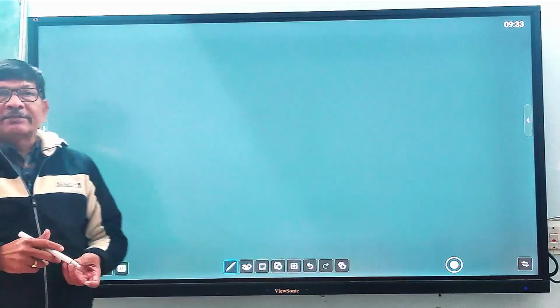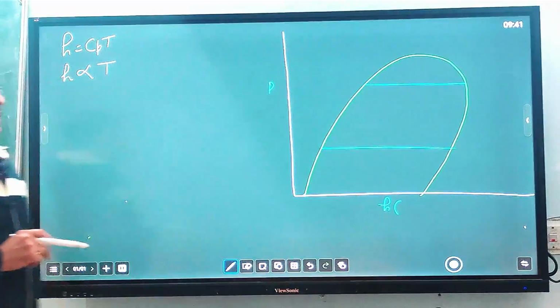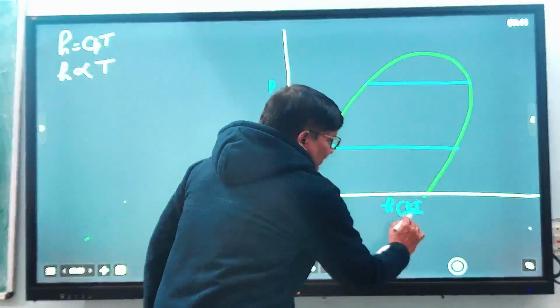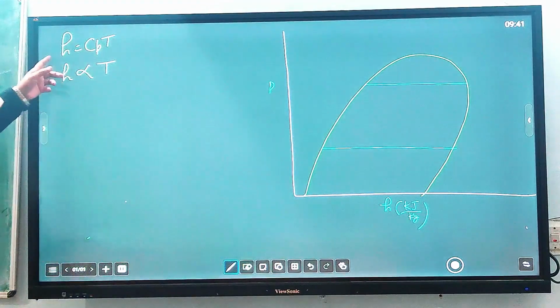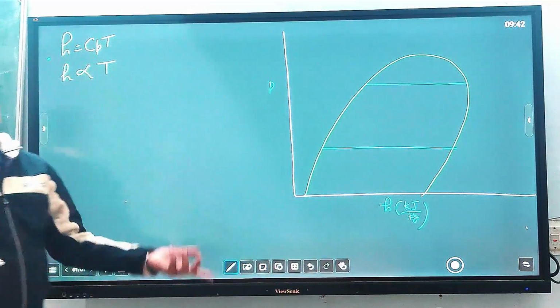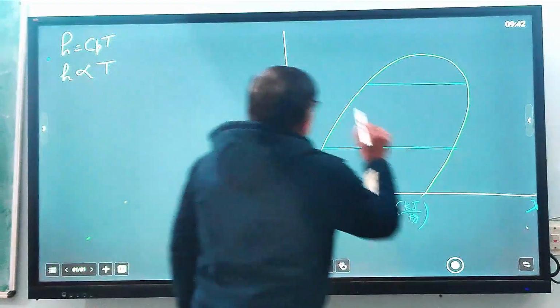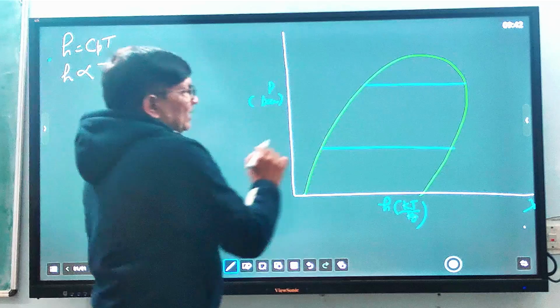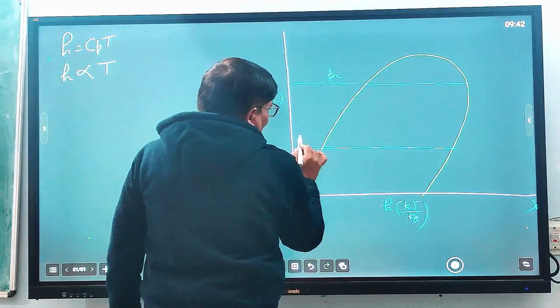So first we will explain the pH chart, and this is a pH chart, and here is enthalpy in kilojoule per kg, and you know that enthalpy is H equal to Cp into T. So temperature lines will also go along the x-axis, and this is the y-axis, and pressure is represented in bar, and this is the condenser pressure PC, and this is the evaporator pressure PE.